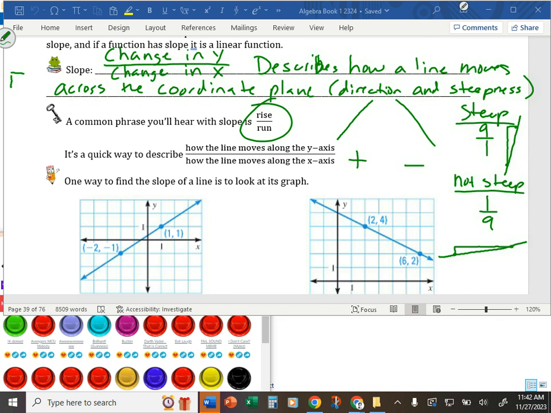So last year we didn't really get into direction and steepness much, so this might be a little bit new, but that's what slope can tell us about a line.